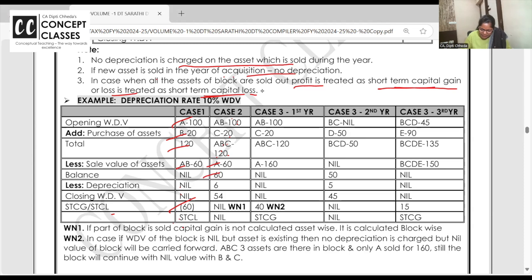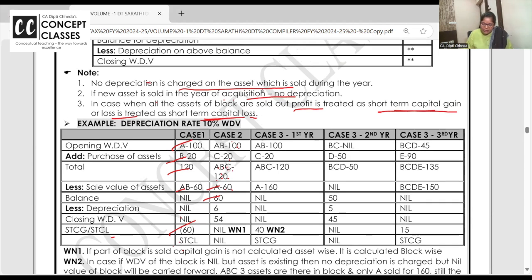Now in the balance, A, B, C were there for 120. A alone is sold for 60. When part of the asset is sold, don't calculate the depreciation. Still B and C are there for 60. Charge depreciation 6 and 54.